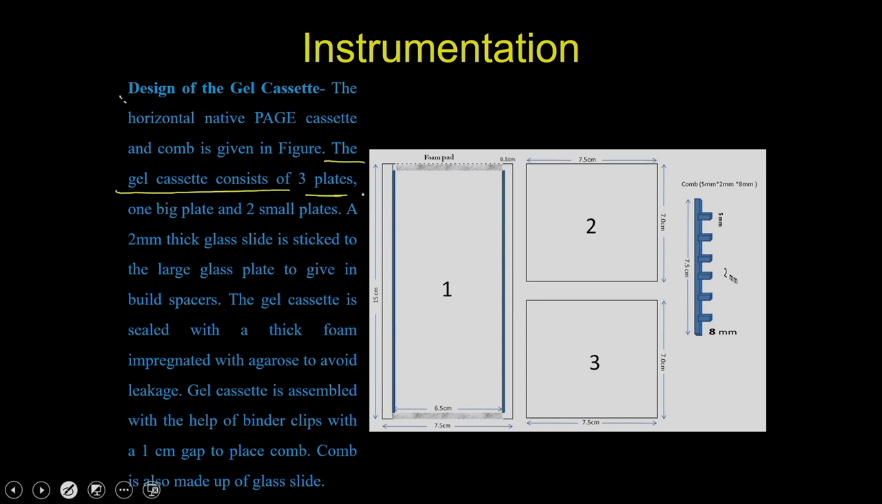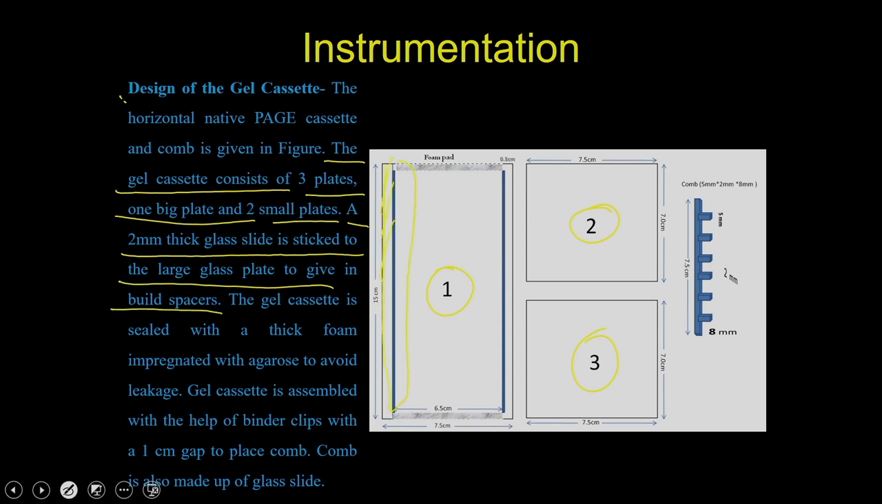The gel cassette consists of three plates: one big plate, which is plate number 1, and two small plates, which are numbers 2 and 3. A 2 mm thick glass slide is stuck to the large plate to give the inbuilt spacer, which means you put the 2 mm thick glass slide onto the side and that gives you the spacer. The gel cassette is sealed with a thick foam on both sides, which is used for sealing this apparatus and is impregnated with agarose to avoid leakage.